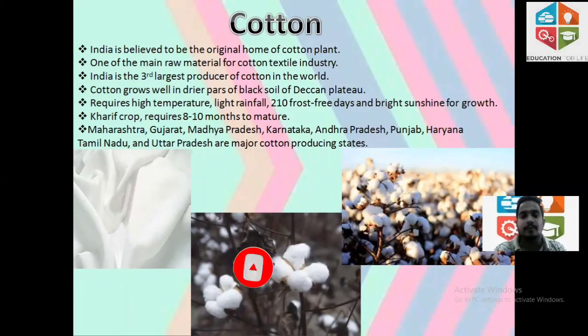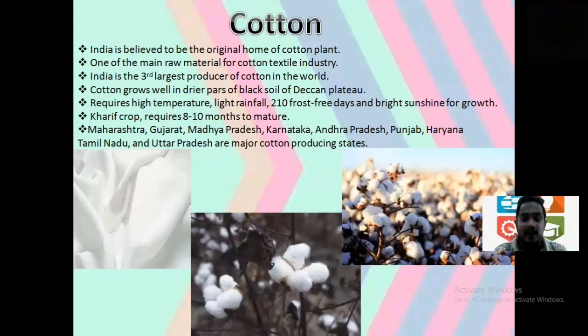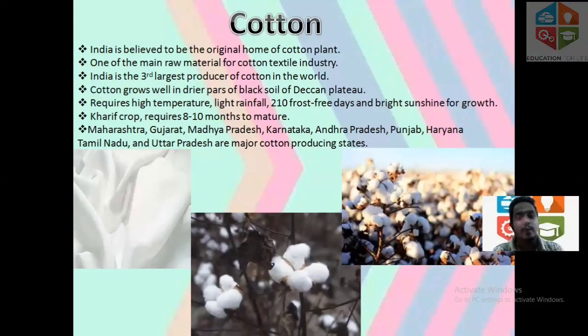It is the main raw material for the textile industry. And India is the 3rd largest producer of cotton, next to China and US. So cotton grows well in the drier part of the black soil of the Deccan plateau. That is, it requires a moist soil. So black soil has a high capacity to hold moisture, right? So that's why it grows well in black soil, and it requires light rainfall, high temperature, and nearly 210 frost-free days. That is, it does not require frost. Then only it will grow very well, children.